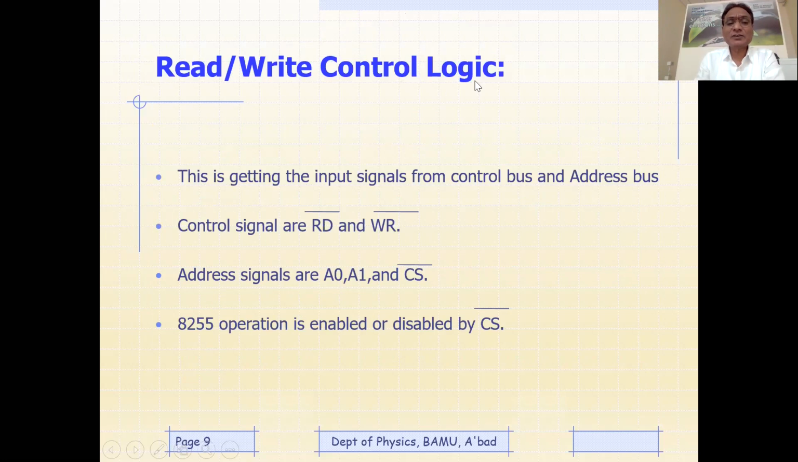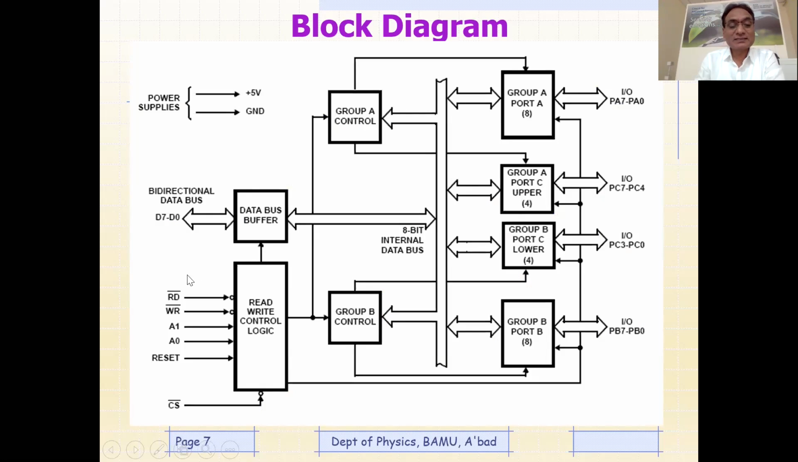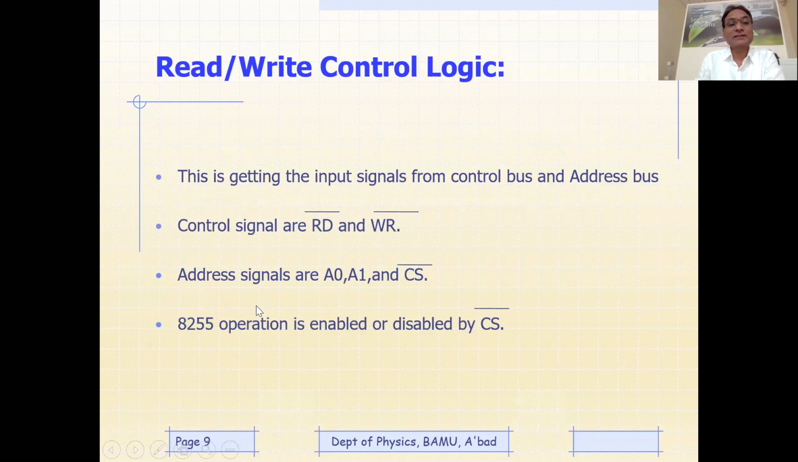Next is the read-write control logic. This is getting input signals from the control bus and address bus. Those signals are RD bar and WR bar, as I mentioned earlier. It consists of address signals A0, A1, and CS bar. 8255 operation is enabled or disabled by CS bar. So, as I mentioned earlier, these are the control signals for the read-write control logic. We have already explained that.